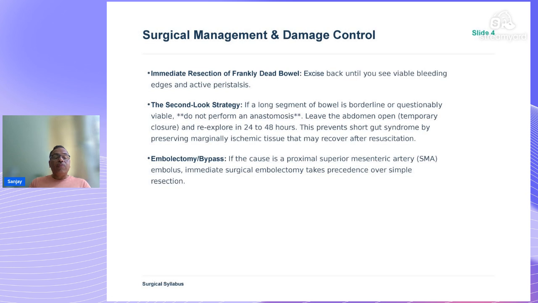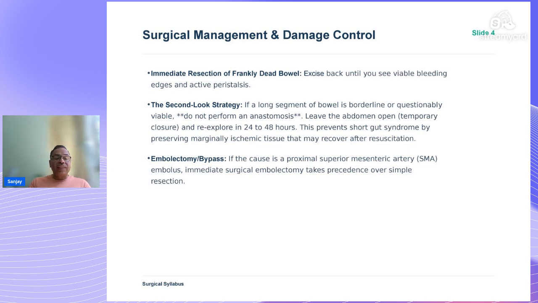Now, once this is done, embolectomy or a bypass surgery, that means locating the site of occlusion in the major vessels or one of its branches, either in the superior mesenteric or the inferior mesenteric artery, and immediate surgical embolectomy should be done and should take precedence over simple resection. So these are the important things which should be taken into consideration when you're managing a case of acute mesenteric ischemia. Embolectomy or bypass, if it is in the initial stages, that means only a mucosal ischemia, can still preserve the viability of the gut.